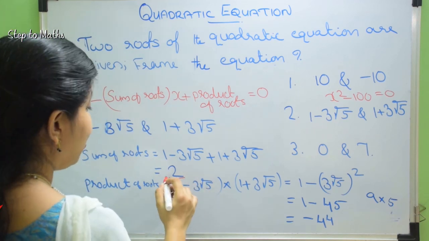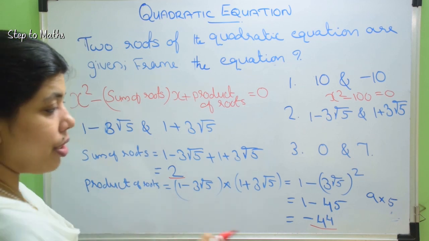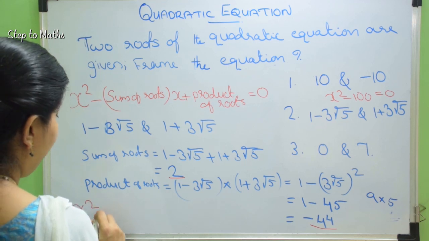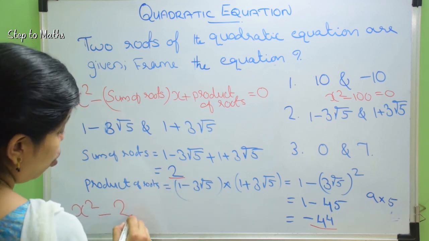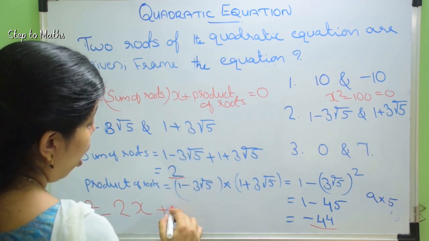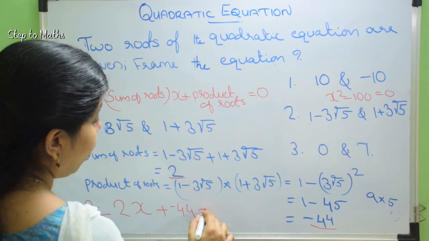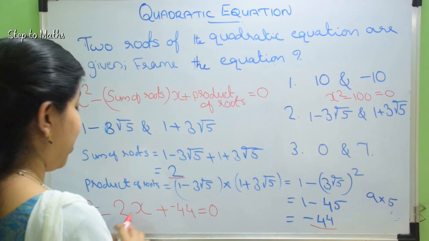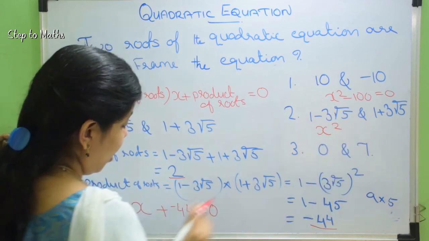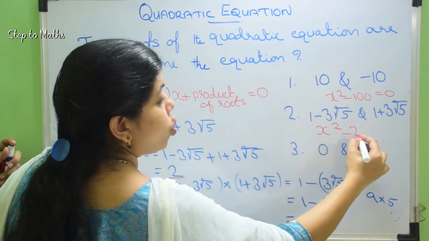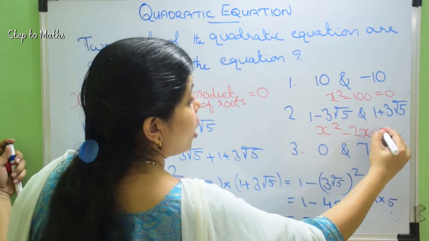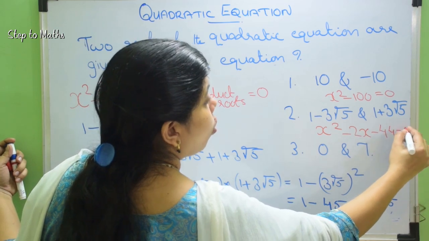Sum of roots is 2 and product of roots is minus 44. Then to form the quadratic equation: x square minus sum of roots 2x plus product of roots minus 44 equal to 0. We can write the quadratic equation as x square minus 2x minus 44 equal to 0.